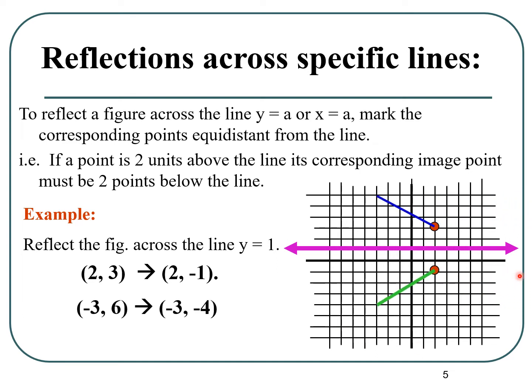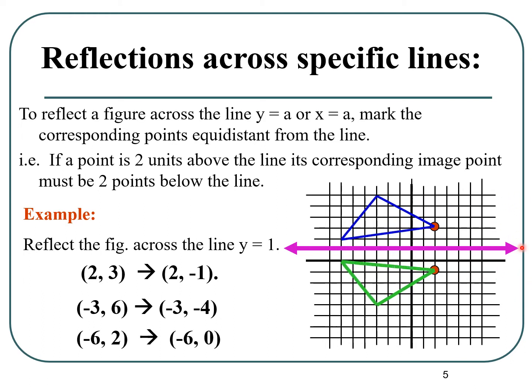Now let us have the other points. If we have (negative 3, 6). So from here, okay, we need to count from the line of reflection. 1, 2, 3, 4, 5. From here, 1, 2, 3, 4, 5. So this one is (negative 3, 6). This one is (negative 3, negative 4).